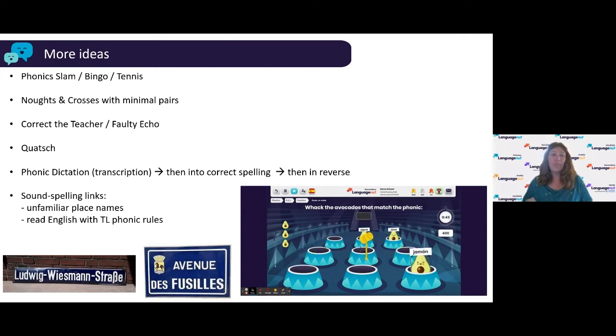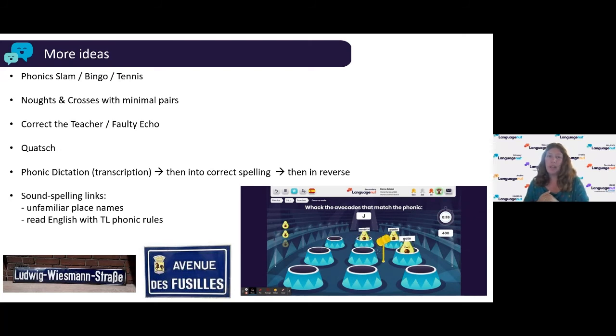Correct the teacher. So you say a sentence or a word, or you can be reading from a text, and when you get things wrong, they have to correct you. And faulty echo is where you say a sentence first and then you say it again, but you change one thing, you make a mistake. Often this is known as a game you do with sentence builders, where you get a word different, but you can do it with phonics easily as well, so you can make a mistake in that, and the students have to decide what it is that you've done wrong. Again, this is all about really getting their ear tuned.